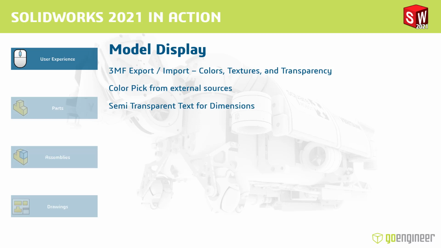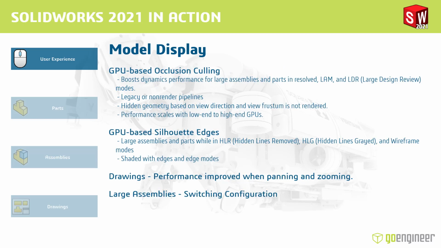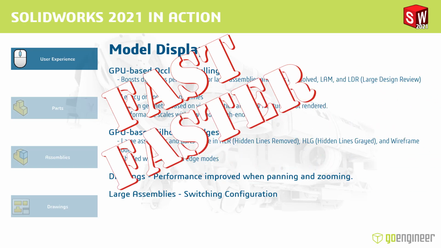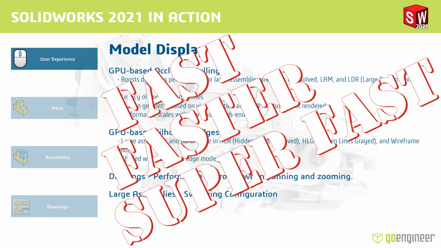Moving on to something that's a little bit harder to demo is the performance in the model display. We have occlusion culling, dynamic performance, non-render pipelines, all of these fancy words. For the most part, what they mean is that it's fast. Large assemblies and parts with hidden lines removed, shaded modes with edges, all of that is faster. Drawings, performance improved with panning and zooming, large assemblies, switching configurations. It is super fast.